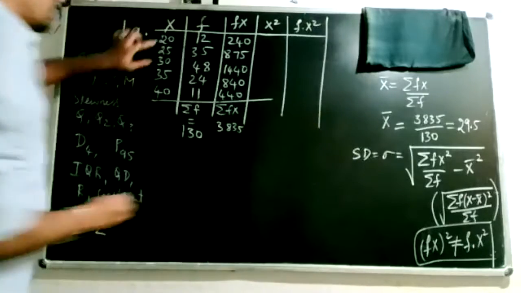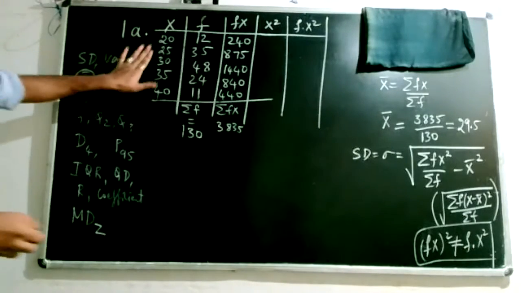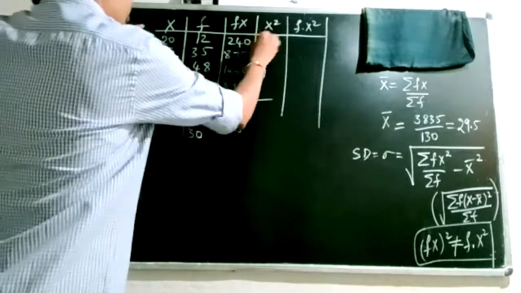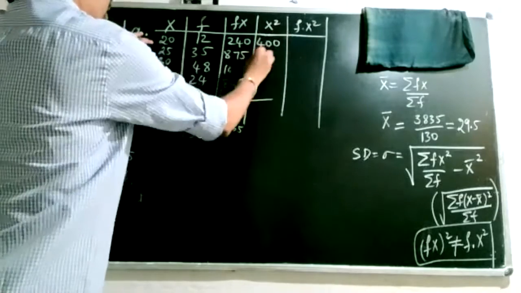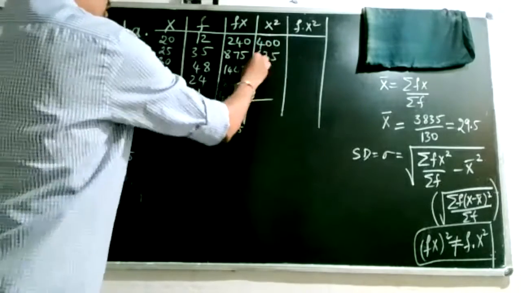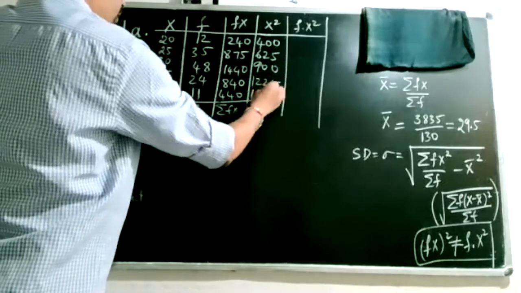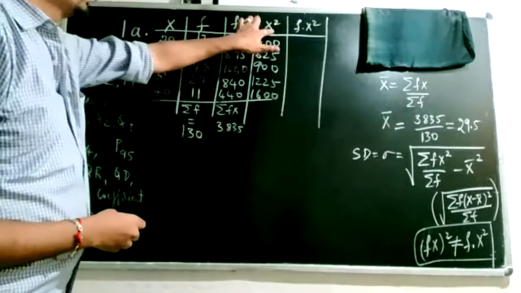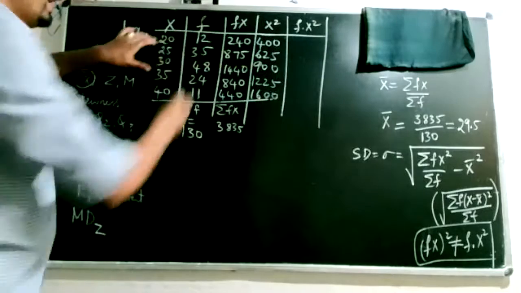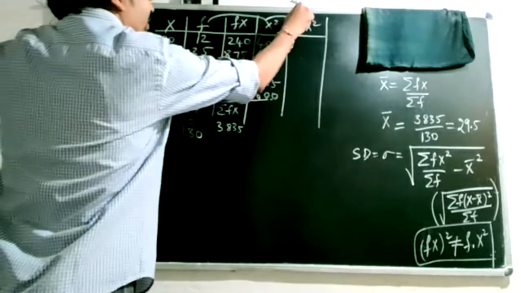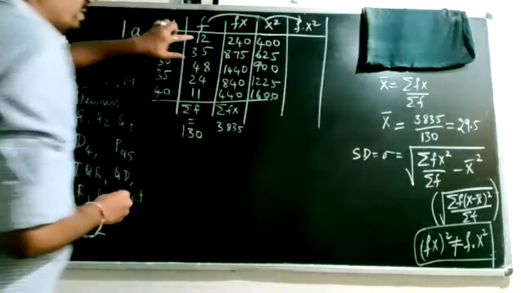So x values will go 20, 25, 30. First square them and write. So 20 square, 400, 25 square, 30 square, 35 square, and 40 square. Now multiply this x square with the f value. So f into x square gives you fx square.